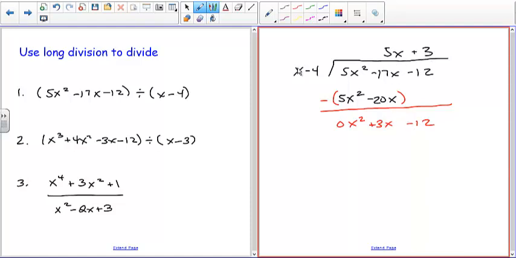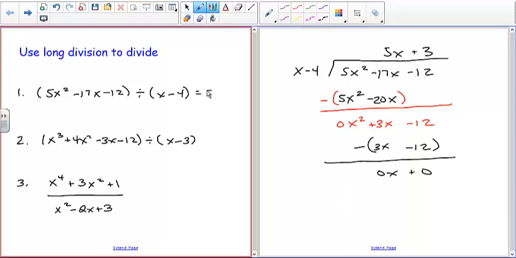Okay, now we'll multiply out. 3 times x is 3x, and 3 times negative 4 is negative 12, but I'm subtracting it. So 3x plus a negative 3x is 0x, and negative 12 plus 12 is 0. So the answer in this case over here is going to be 5x plus 3, and there's a remainder of 0 because I don't have anything left over.